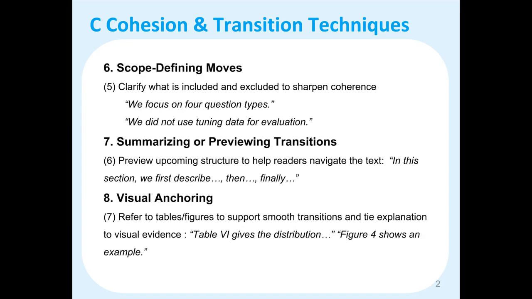The sixth technique is 6. Scope-defining moves. This is essential for sharpening coherence because you must clarify what is included and excluded. For example, saying, "we focus on 4 question types" tells the reader the limit, while saying, "we did not use tuning data for evaluation" tells them what was excluded.